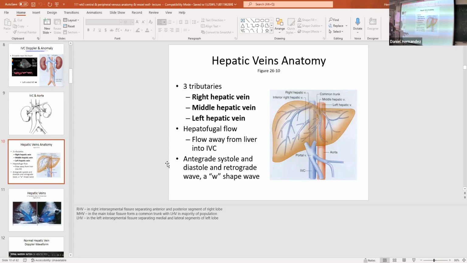The hepatic veins, again, have a very telltale or unique Doppler signal, where they have an antegrade systole and diastole, as well as a segment of it that's retrograde that creates this W-shaped waveform. So there's a brief moment where you get some flow reversal when the atria actually are contracting and pushing back a little bit of blood during that atrial contraction phase of the cardiac cycle.